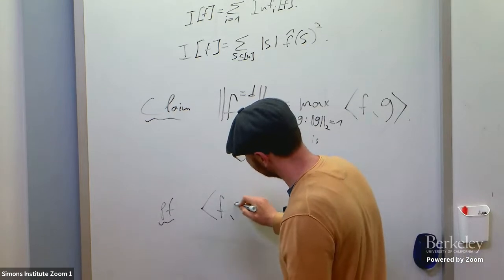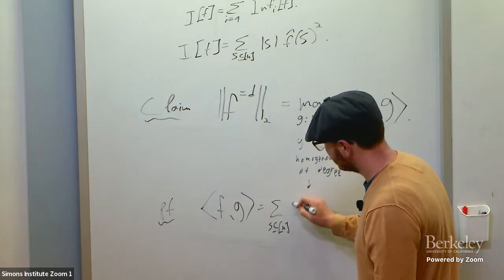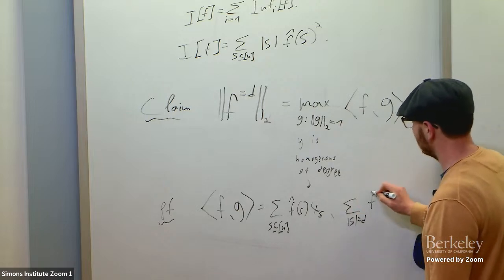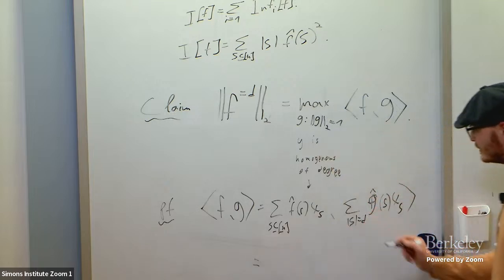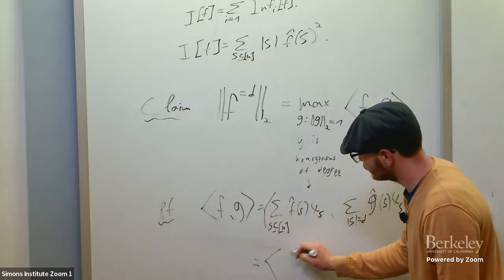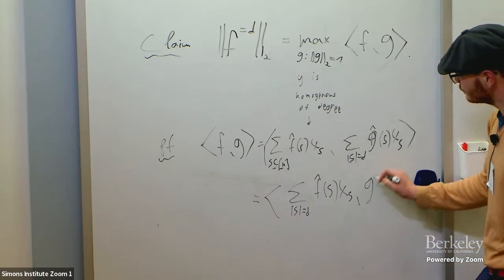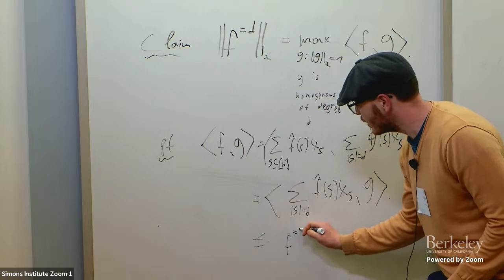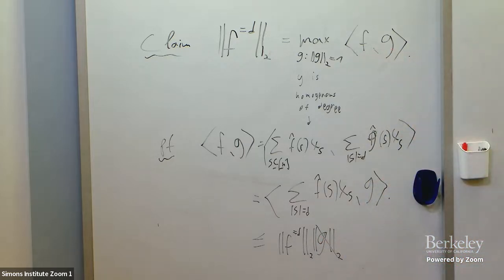So if we take the inner product between f and g, by definition, f is the sum over s in n of f hat at s times chi s, and g is only the sum over s of size d of f hat at s chi s. So this is the same thing as the inner product between the sum over all s of size d of f hat at s chi s with g. That follows from Parseval, since these chi s are an orthonormal basis. And now we can apply Cauchy-Schwarz to say that this is at most the 2 norm of f equal to d times the 2 norm of g, which is 1. Okay, so this is why we have this implication.